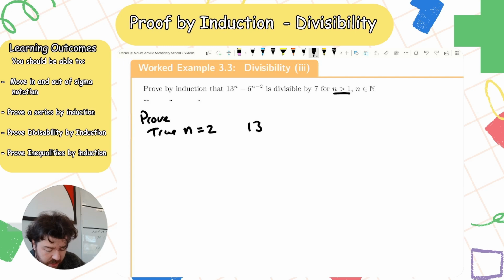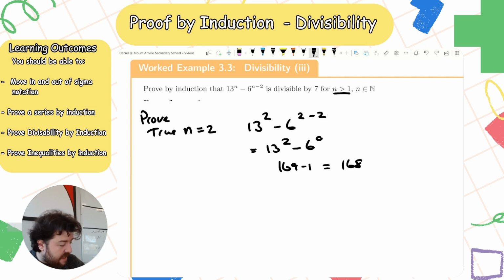So sub that in, 13 squared minus 6 to the power of 2 minus 2, which is 13 squared minus 6 to the power of 0. So 169 minus 1, which is 168, and that is divisible by 7. 168 divided by 7 is equal to 7 times 24. So ding dong, proven, right?